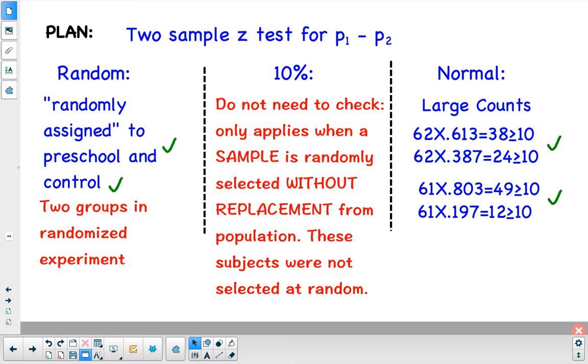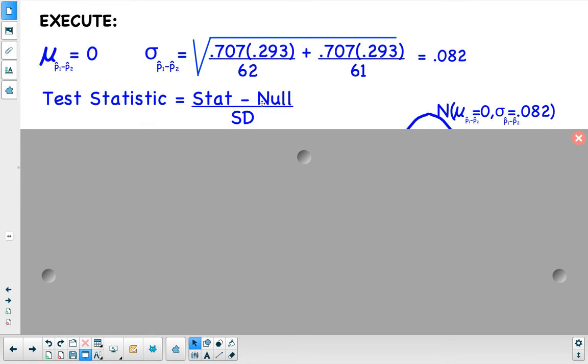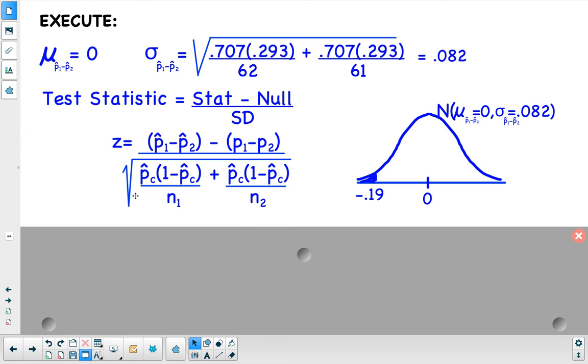For normality, for the sampling distribution of P hat 1 minus P hat 2 to be normal, you need to pass the large counts for both. Execute. So the mean and standard deviation, notice how you are using P hat combined here. That's pooled. Test statistic: statistic minus null divided by standard deviation. Look at that formula. But realize that's just the statistic, which is the difference in p hats, minus the null value, which is going to be 0 for these significance tests, P1 minus P2, because you're assuming there's no difference, divided by that standard deviation, which you have right here.